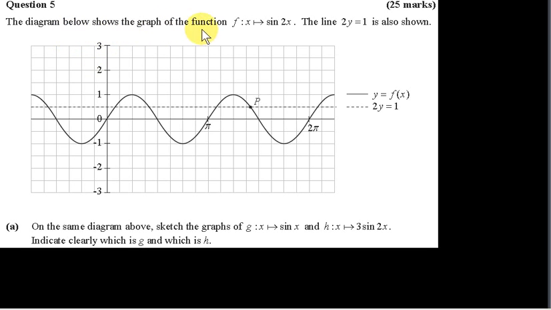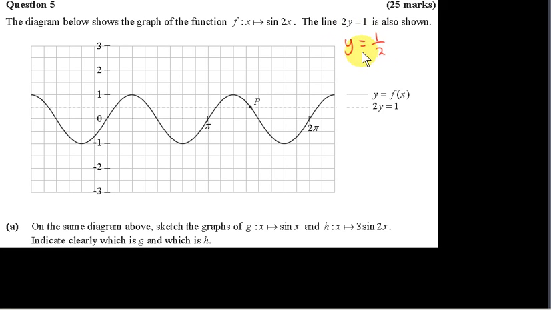The diagram below shows the graph of the function f of x equals sine 2x. The line 2y equals 1 is also shown. Now, before I look at the question, I want to explain the equation of the line 2y equals 1. We can rearrange this equation and write it as y equals 1/2.